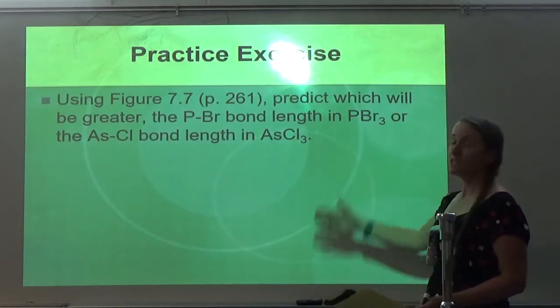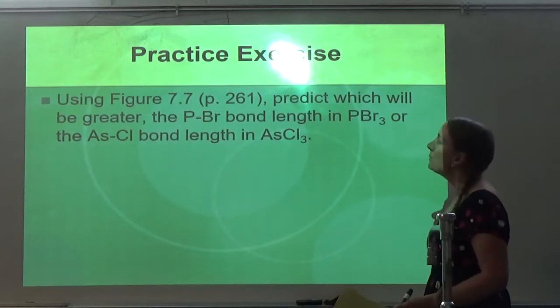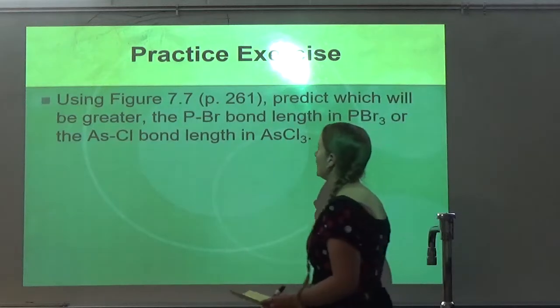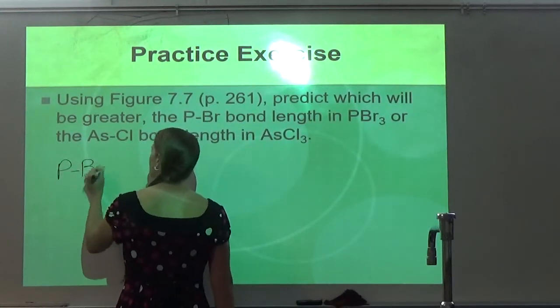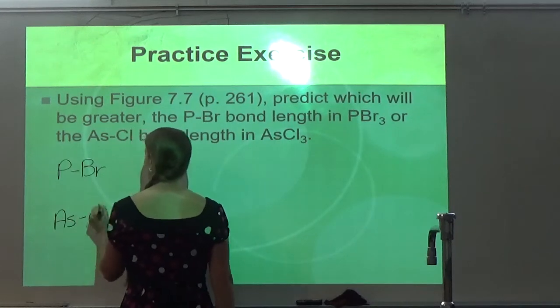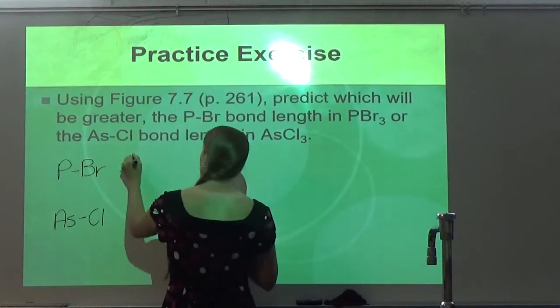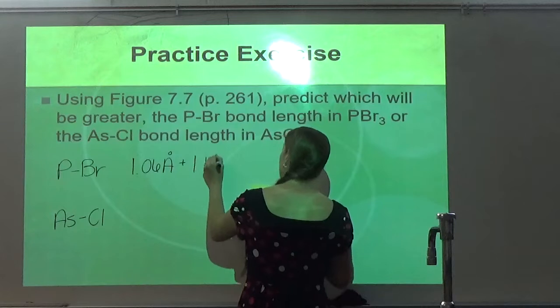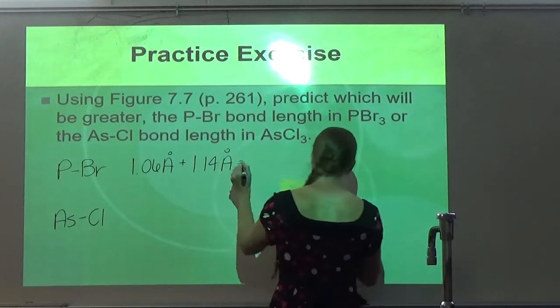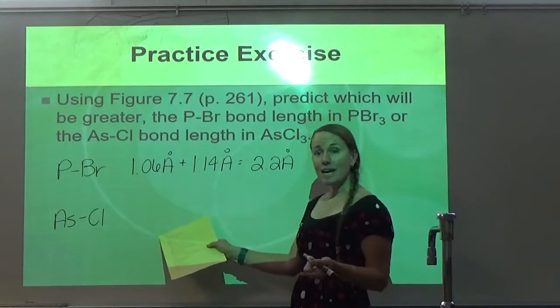All right, and try this one. So I'll assume you've done that, and let's look at it together. It says predict which will be greater, the P-Br bond length in PBr3 or the As-Cl bond length in AsCl3. All right, so we're looking at P-Br versus As-Cl. Which one is greater? Okay, so I just pull my numbers. So P is 1.06 angstroms, and Br is 1.14 angstroms. So I get a total bond length of 2.2 angstroms. All right, so now I need to check As-Cl.